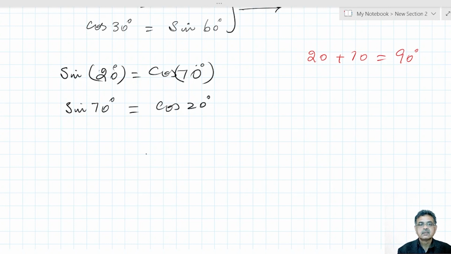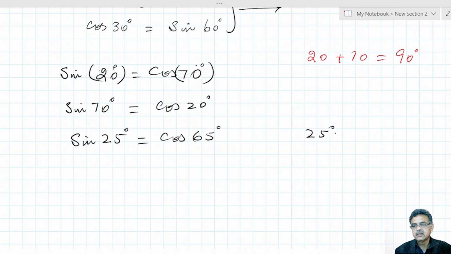Okay. Now, if I don't tell the values of the angles, and simply write sine 25 is equal to what angle in terms of cos? Very easily we can do that. If this is 25, what is the value of the other angle? That is 90 minus 25, that will be 65. So 25 and 65, because the reason is the same: 25 and 65 make 90 degrees.